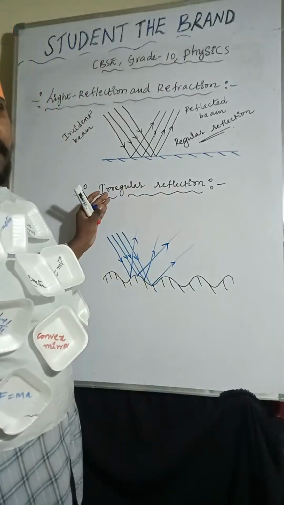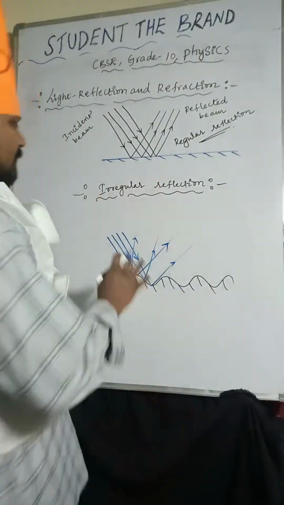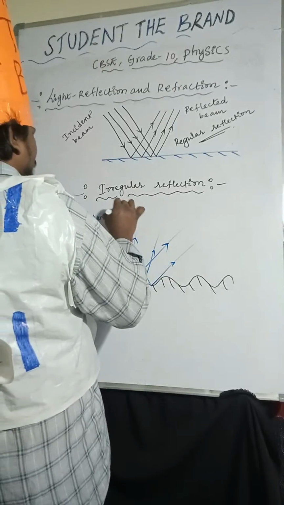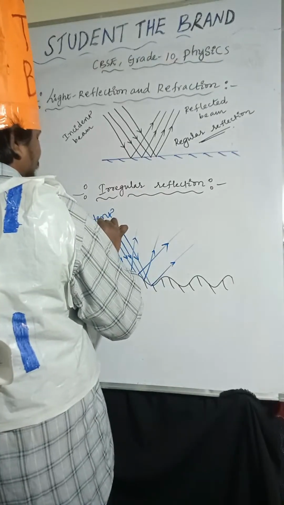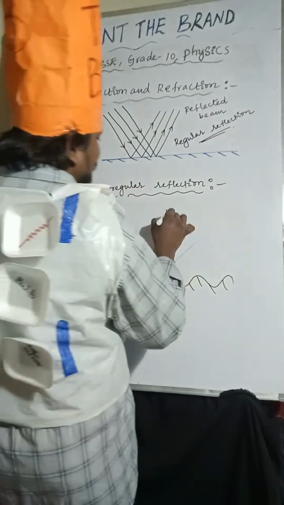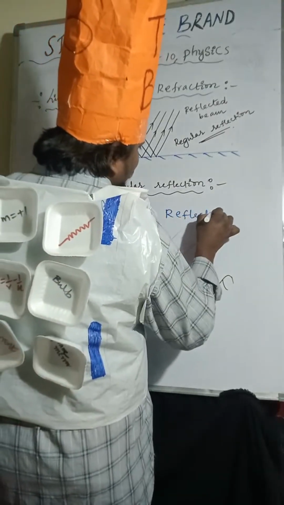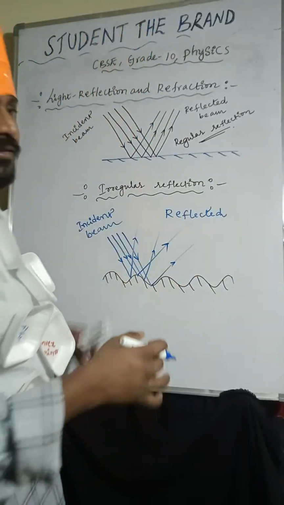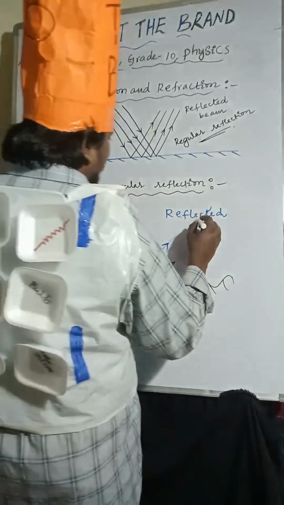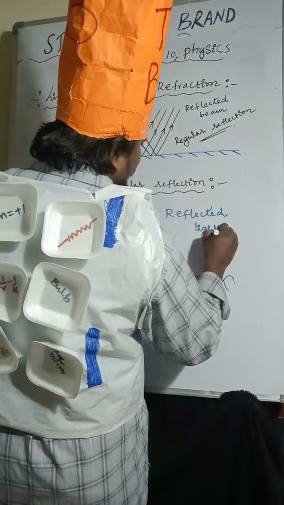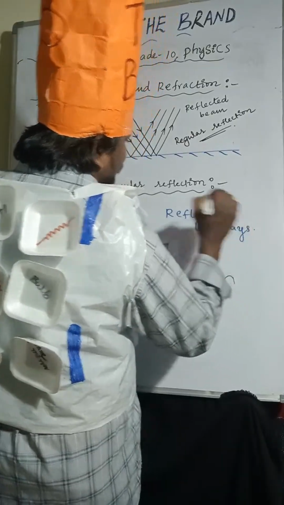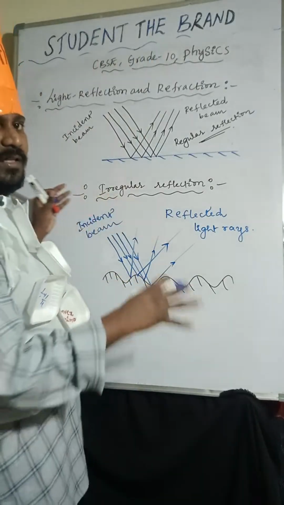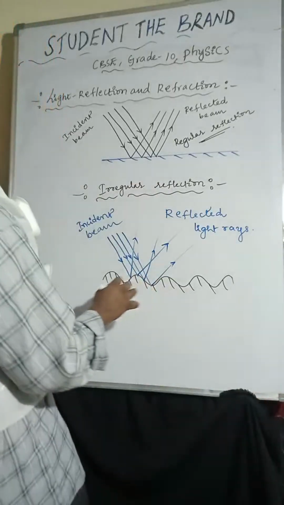So here incident light rays are parallel. Incident beam, we can say. But here reflected light rays are not parallel to each other. So they are moving in different directions. So this type of reflection is called irregular reflection.